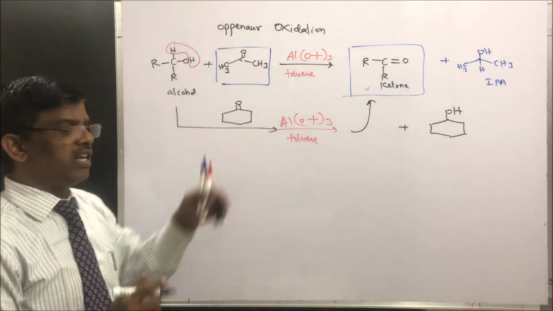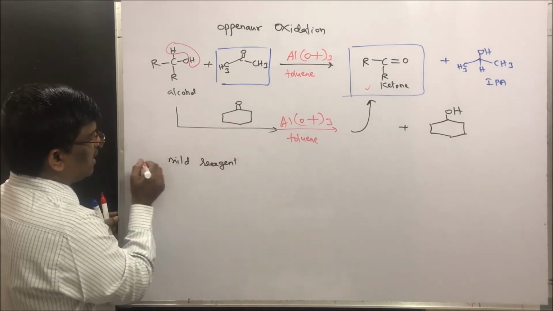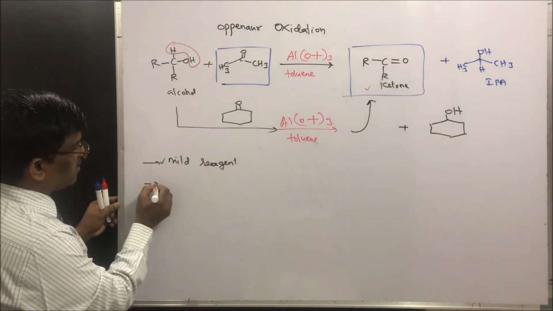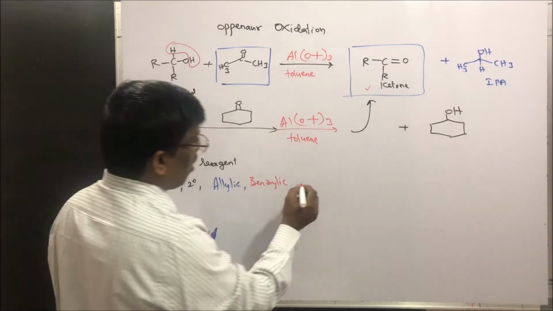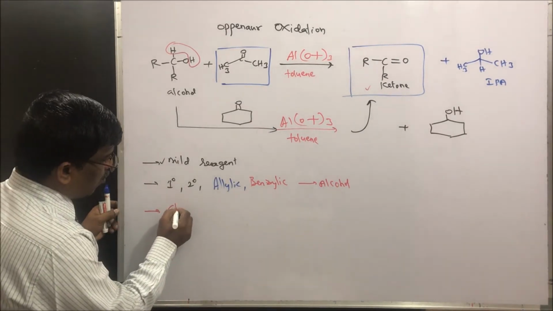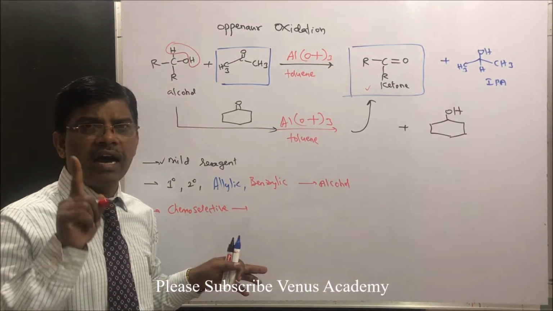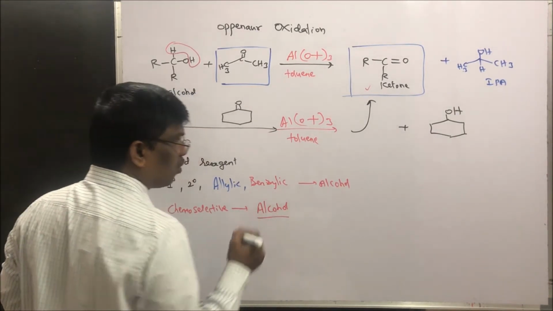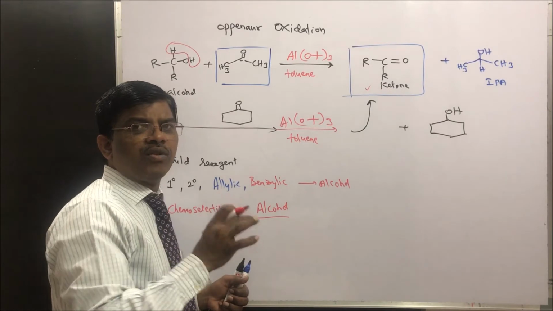What are the commonly oxidizable compounds under Oppenauer oxidation? Yes, students, this is a mild reagent, and acidic and basic sensitive groups will not be disturbed. It oxidizes primary, secondary, allylic and benzylic alcohols, and this is highly chemoselective. That means it oxidizes only alcohols. It is not going to disturb other functional groups. So the ketone or the aldehyde is not going to be further oxidized to acid.